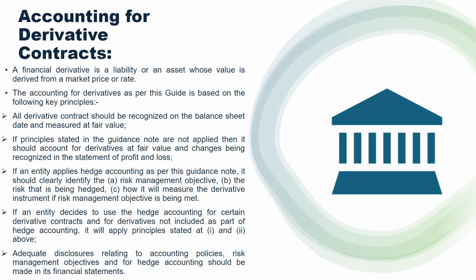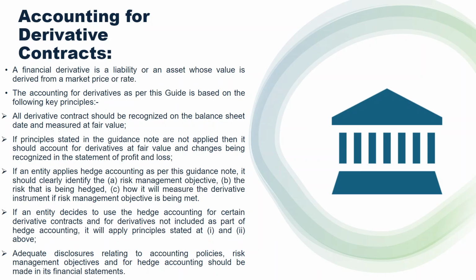So a financial derivative is nothing but a kind of liability or a kind of asset whose value is derived from the market price or the current rate. Clear? The accounting for derivatives as per the guidance note is based on the following key principles.